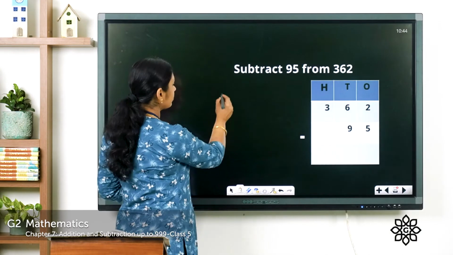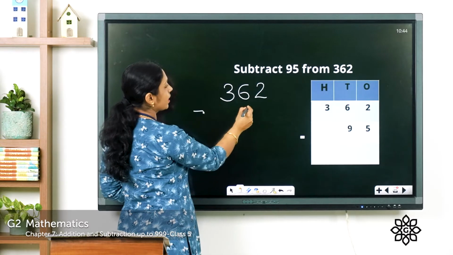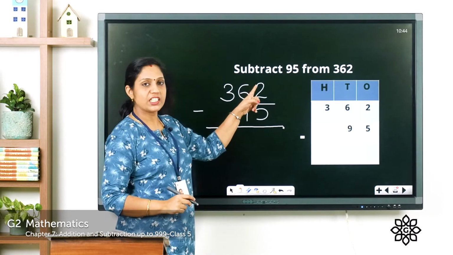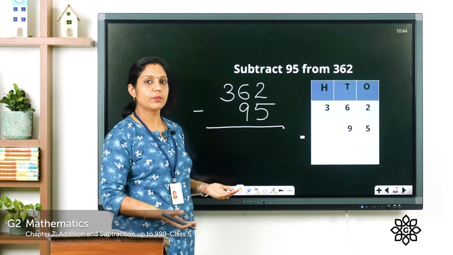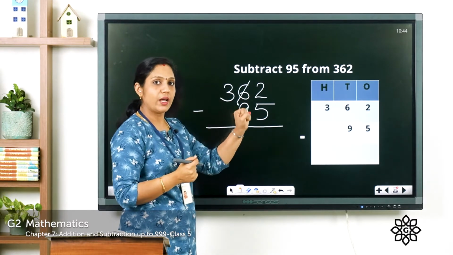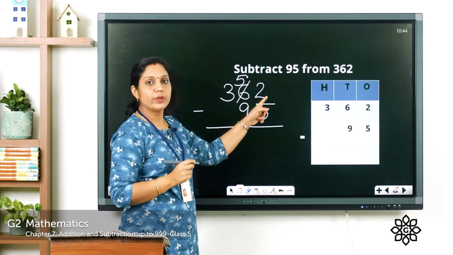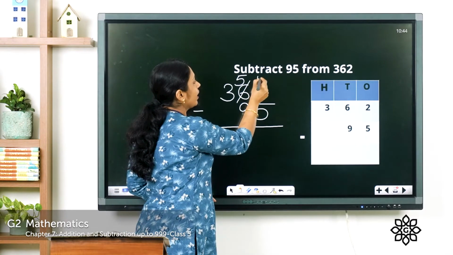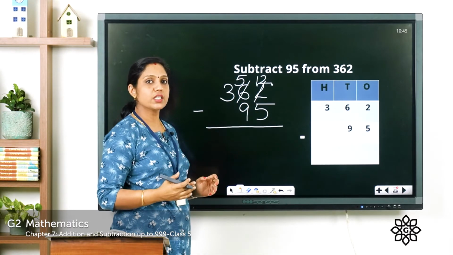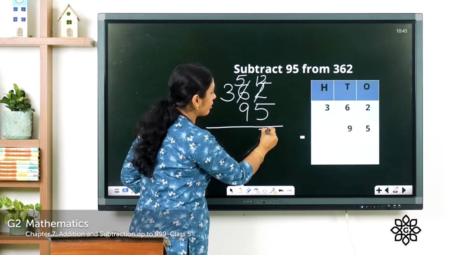So now let's check. 362 minus 95. Now let's start from the ones place. We have 2 minus 5. We are not able to subtract. Let's go to the tens place. We'll take one number from here. So 6 becomes 5. So write 5 here, and this 2 becomes 12. So this also you can cut and write the number 12. Now we have to subtract 12 minus 5. How much is 12 minus 5? It is 7. So you can write 7 here.